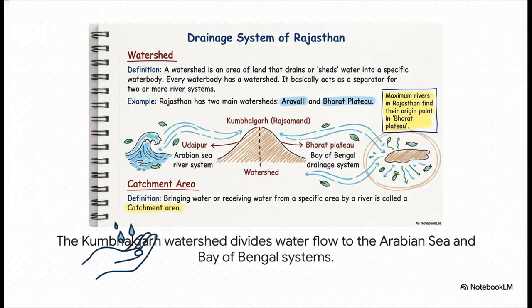This little drawing from the notes shows it perfectly. See the peak there at Kumbhalgarh? That's our watershed. Any rain that falls on the left, the western side, is going to flow down towards the Arabian Sea. But any rain on the right, the eastern side, is headed all the way to the Bay of Bengal. Oh, and check out that side note. The Borat Plateau is where most of the state's rivers actually start. That's a super important fact.